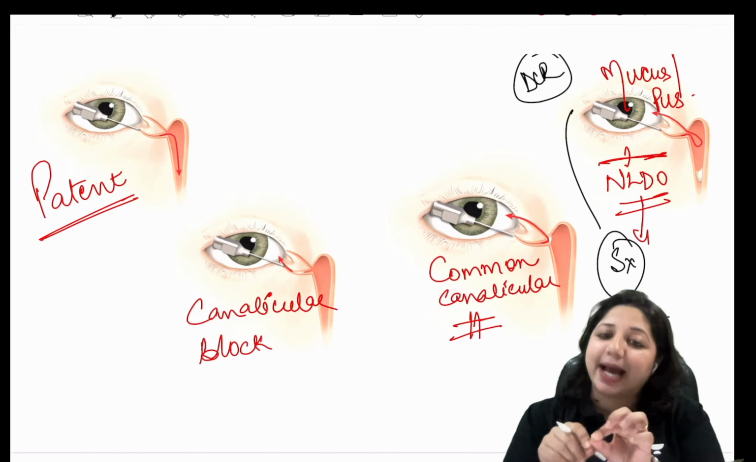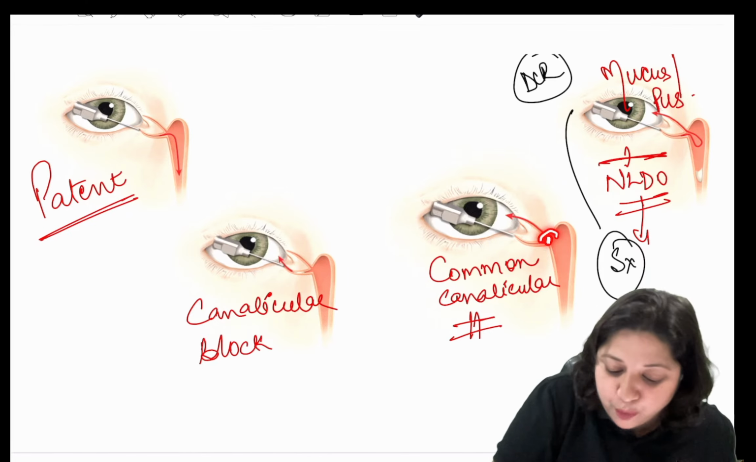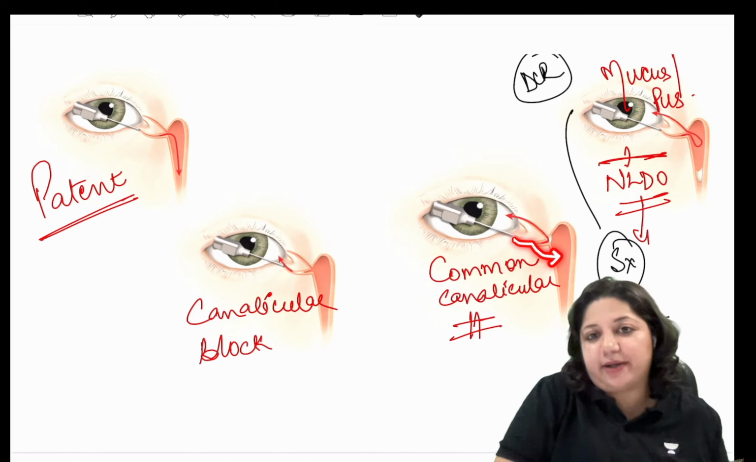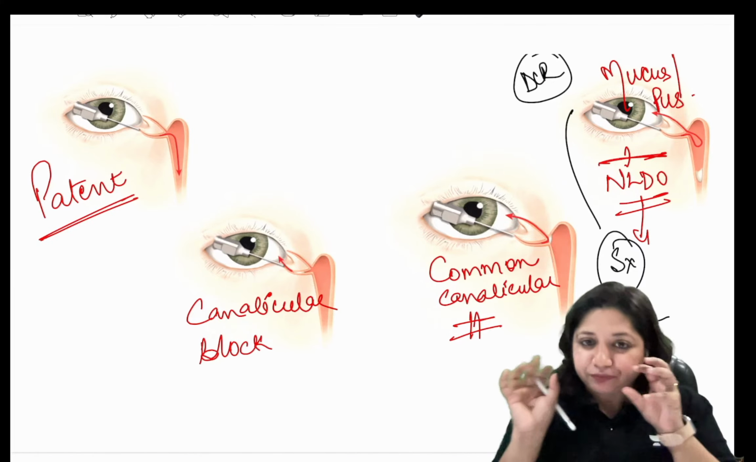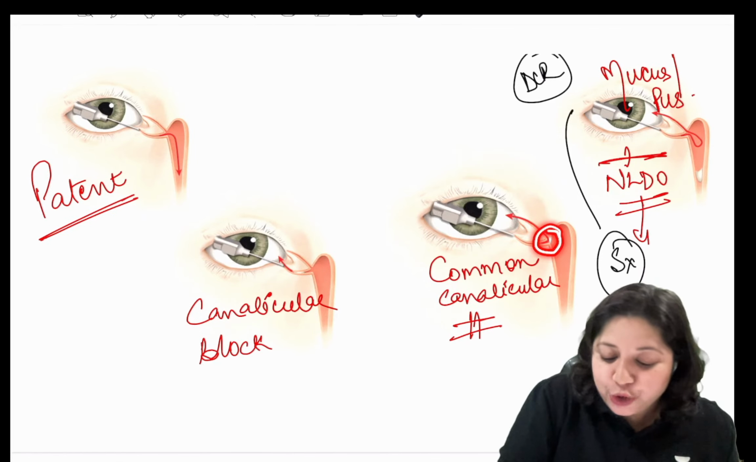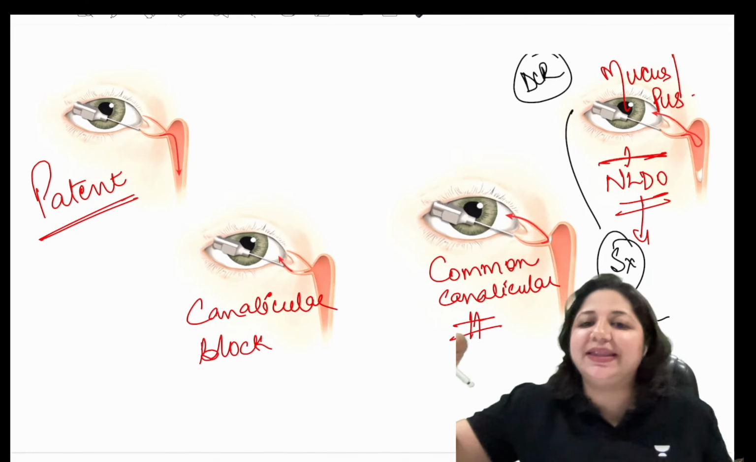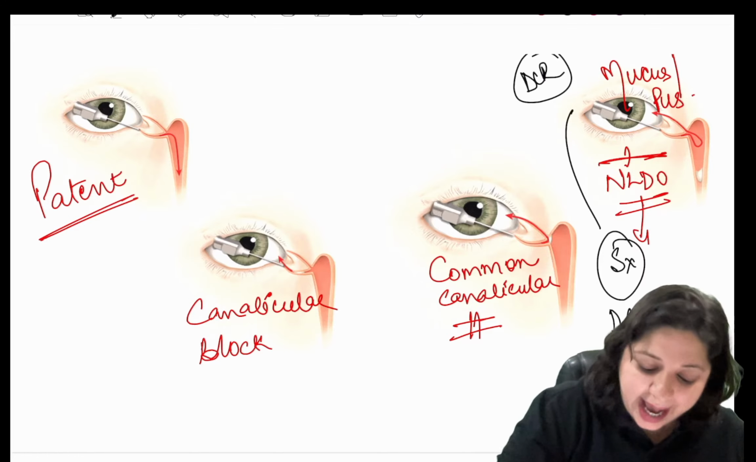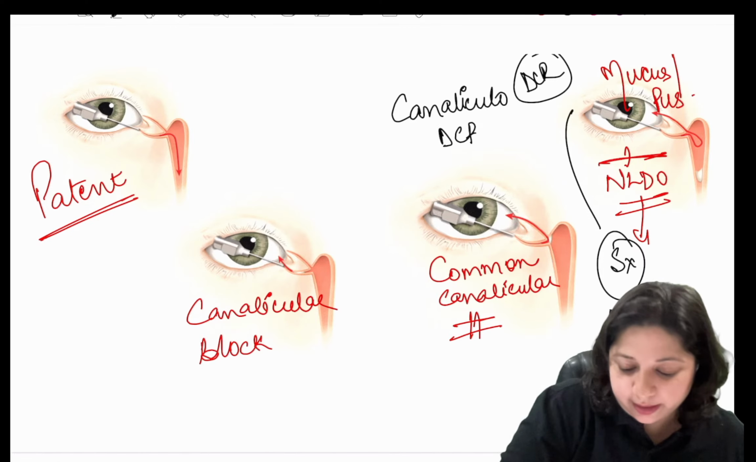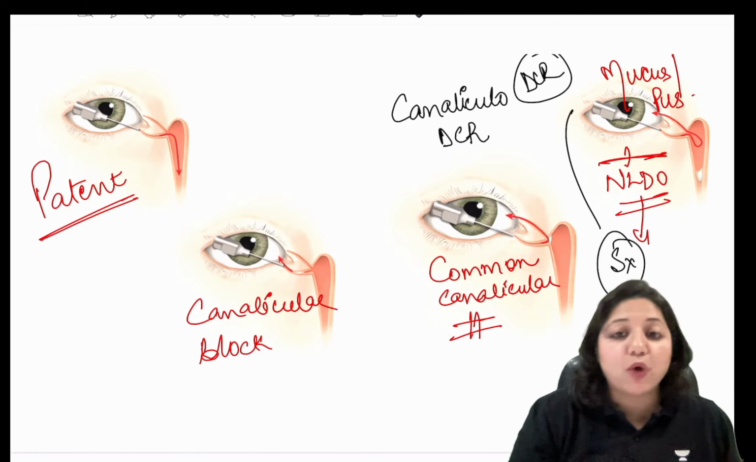But if you have a common canalicular block, as in here, you have to bypass this. So you will do a canalicular DCR or a Jones tube, or you put a tube here, or you put a stent here. So basically what you do is you bypass this area of the block and you directly connect the canaliculi with the sac. So this is called canalicular DCR.